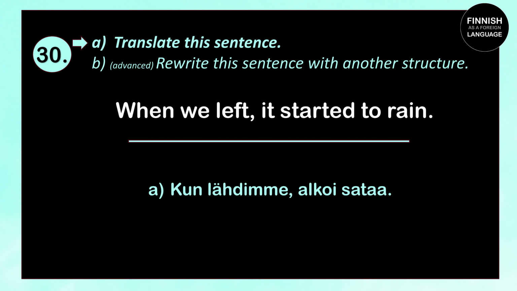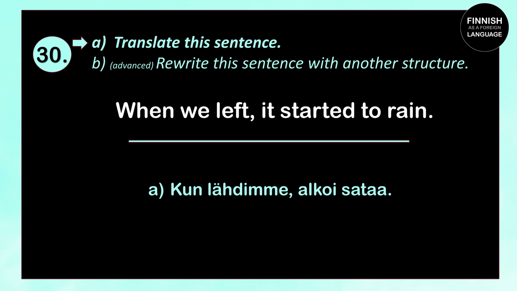Lähdimme is the first person plural past tense of the verb lähteä, which means to leave. And alkoi is the third person singular past tense of the verb alkaa, which means to start. As a side note, the verb alkaa is actually a verb where we put the second verb into the basic form. That is why we say alkoi sataa, which means it started to rain. So sataa means to rain. It's standing here in its infinitive.